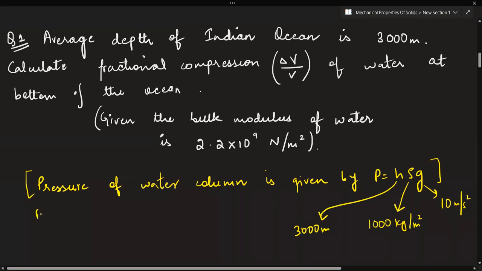And you already know the formula for bulk modulus now, minus PV by delta V. So you have all the numerical values with you. You just have to calculate delta V upon V. This portion you have to calculate. Rest, all the data is available to you. Now find the value of delta V by V.